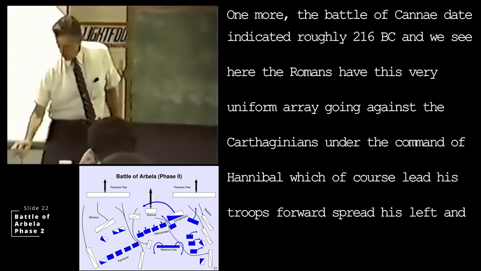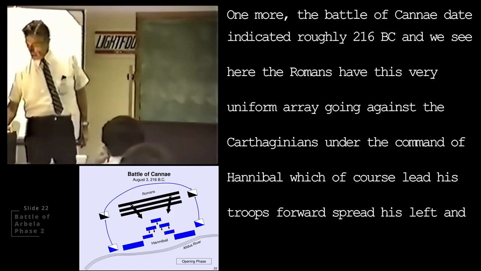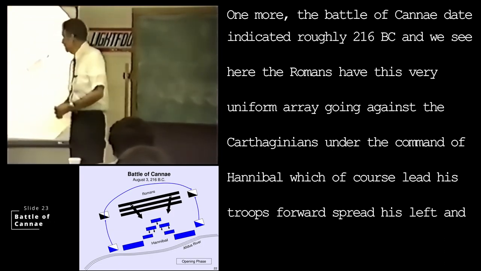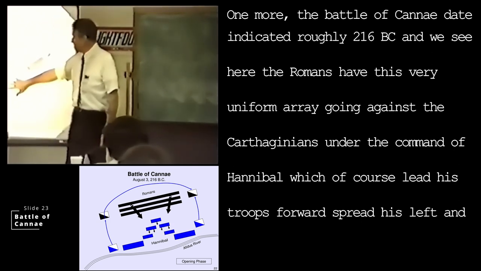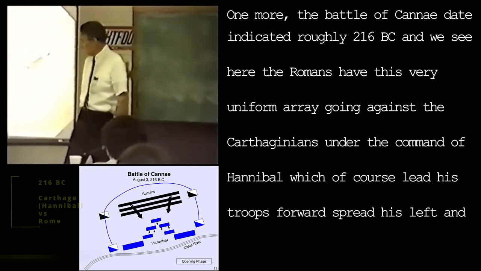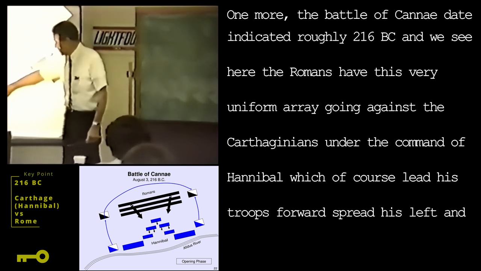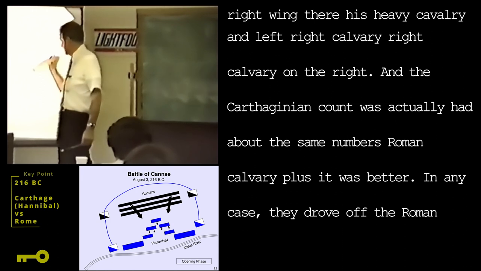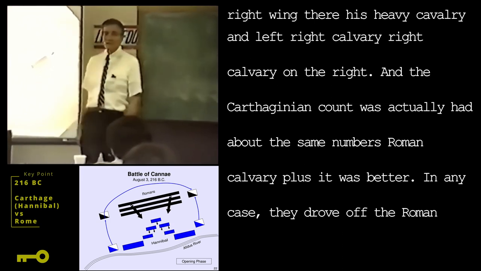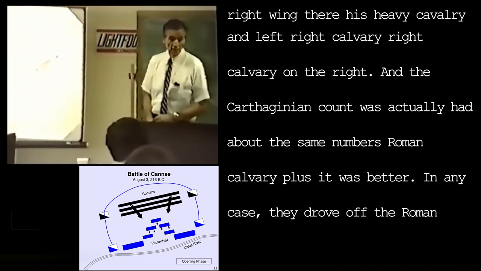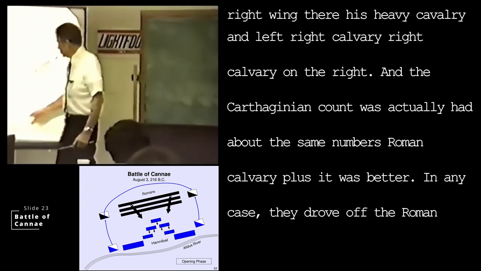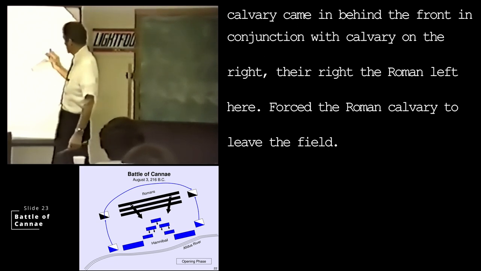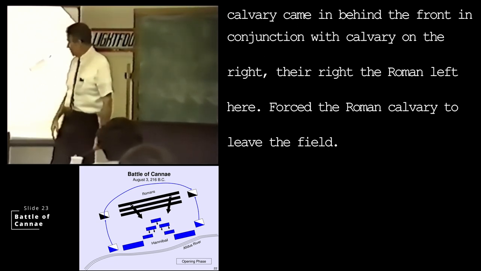One more. The Battle of Cannae. Date indicated, roughly 216 BC. And we see here the Romans under this very uniform array going against the Carthaginians under their commander Hannibal, who has put his weakest troops forward, his better infantry in his left and right wing there, his heavy cavalry on his left, light cavalry on his right. The Carthaginian cavalry actually had about the same number as the Roman cavalry, plus was better. In any case, they drove off the Roman cavalry, came in behind the front in conjunction with the cavalry on their right, the Roman left here, and forced the Roman cavalry to leave the field.